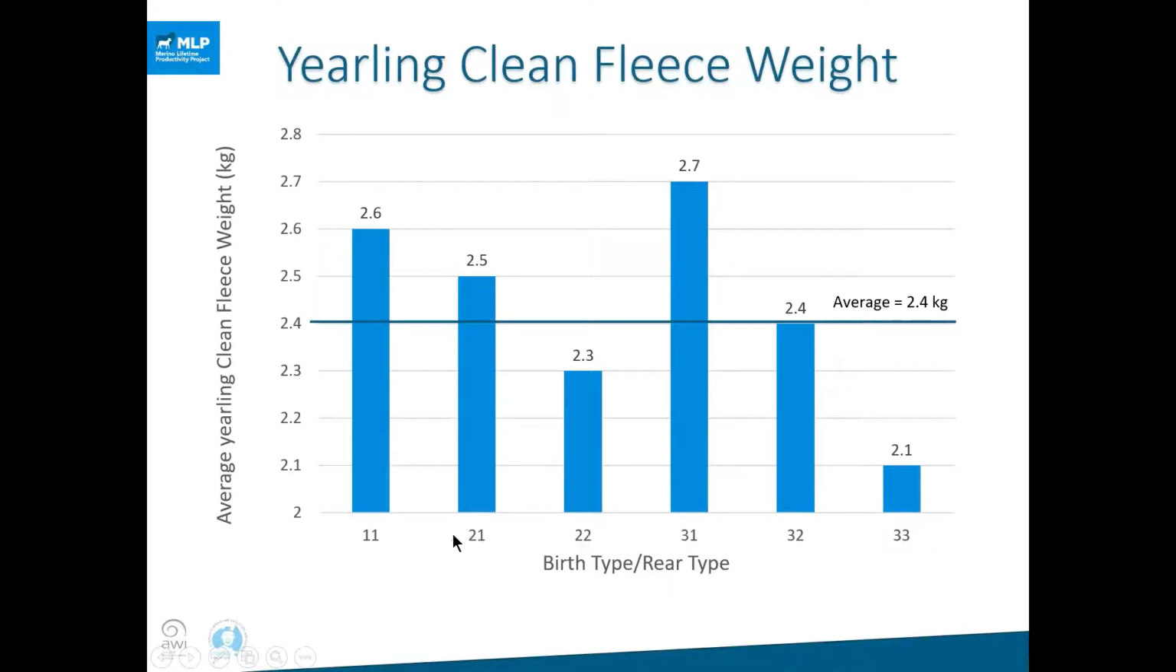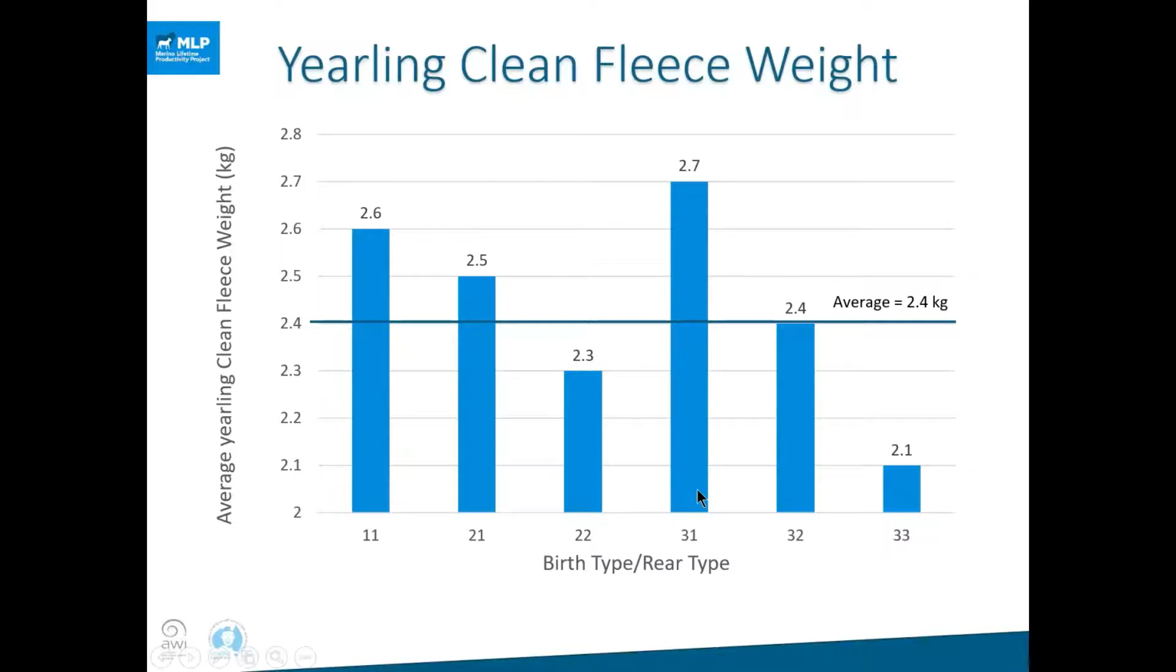If we see, the average for the animals born and raised singles was 2.6 kilograms. If we look at the animals born and raised twins, it was 2.3 kilograms. So what we can see is the singles have 300 grams more clean fleece weight than an animal born and raised a twin. Similarly, born and raised a triplet down here, there's 500 grams different, half a kilo different, between animals that just happen to be born and raised singles and those born and raised triplets. Now this is significant, but it's simply due to a bit of good or bad luck as to whether they're born or raised a single or multiple.